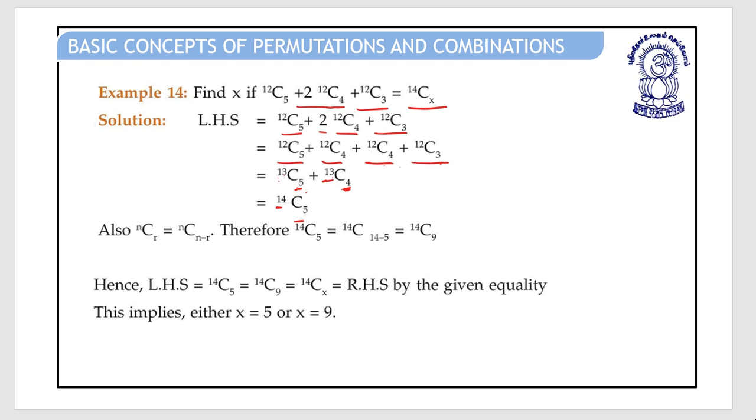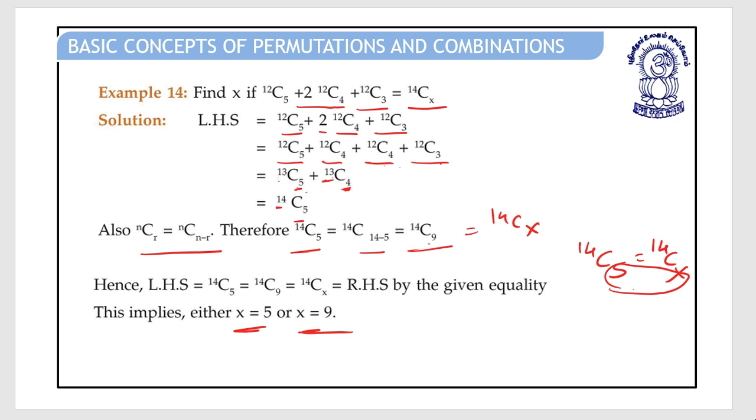So 14C5. We are using nCr is equal to nC(n minus r). So 14C5 is equal to 14C(14 minus 5), which is 14C9, compared with 14Cx. So x is equal to 9. Or compared with 14C5 also, so 14Cx, x is equal to 5 also. So x is equal to 5 or x is equal to 9.